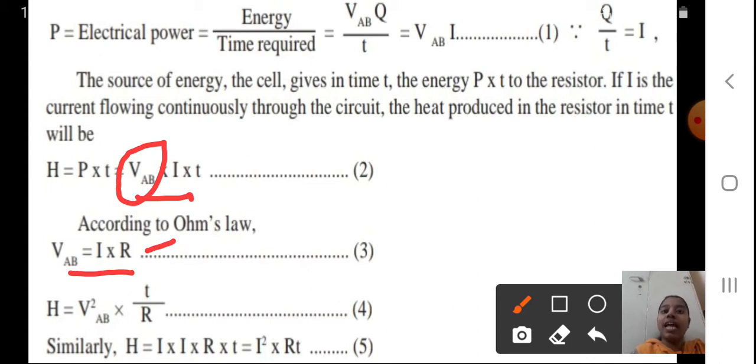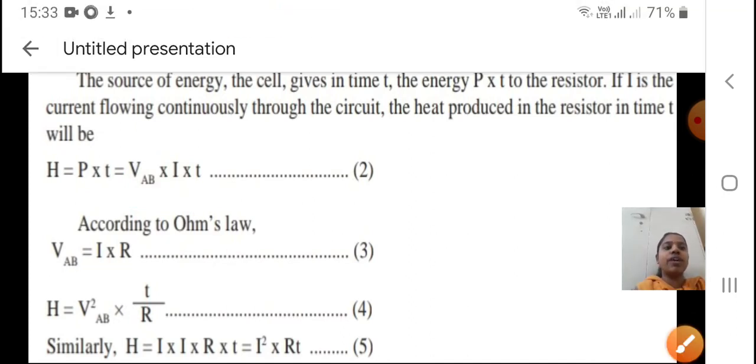Okay, now what are we going to find, students? Similarly, H is equal to what will you get? Yes, instead you have H is equal to I into I multiplied by R into T. Okay, how did you get this equation, students?